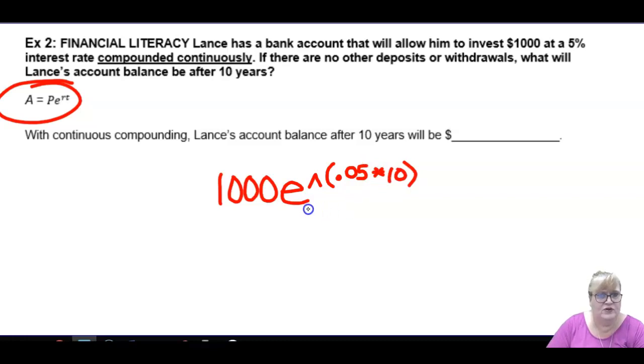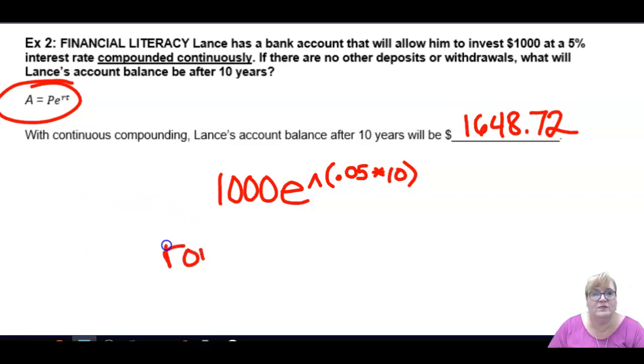And again, on the newer calculators, you don't need the parentheses around the top because it puts it up in that little box, but I'm just going to write it that way so you know it is part of the exponent. All right, I got 1648.72. Money, you always want to round to the nearest penny.